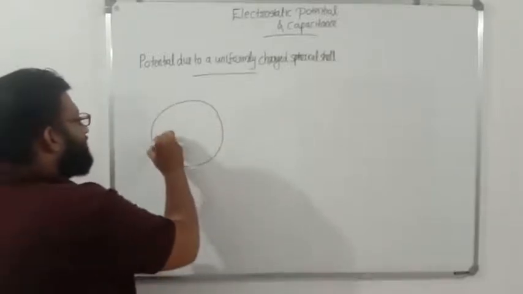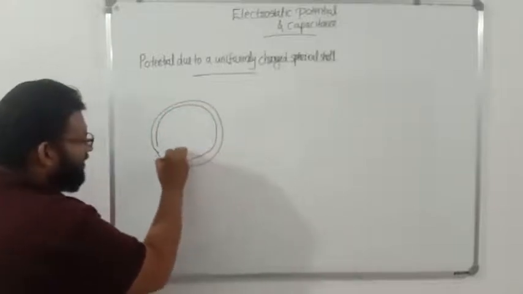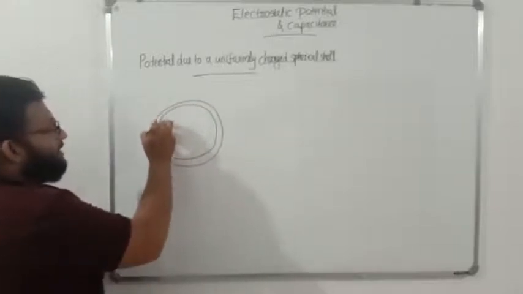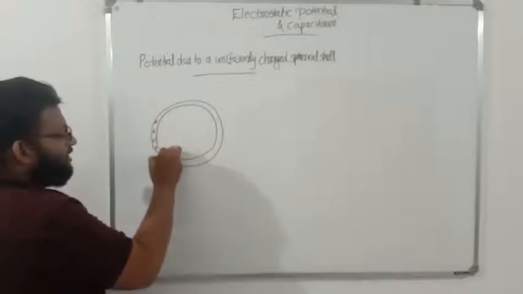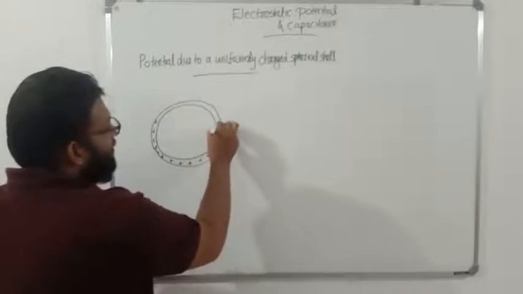Now we have a shell. I can mark the shell like this. It's a spherical shell. And it is uniformly charged also. It is uniformly charged.